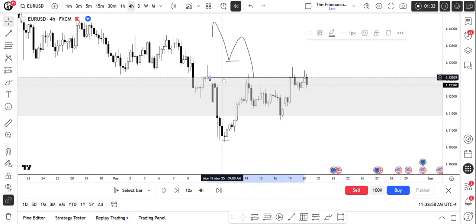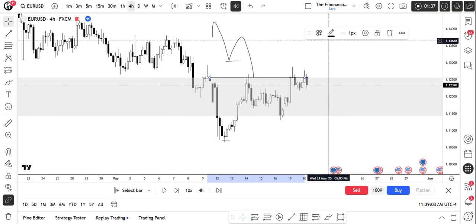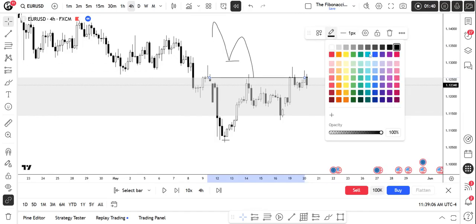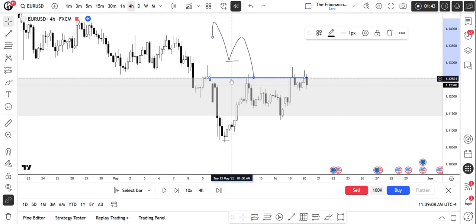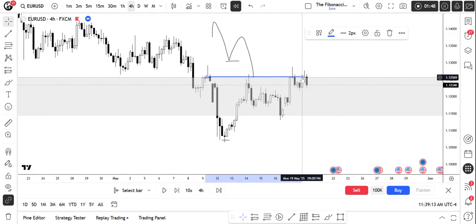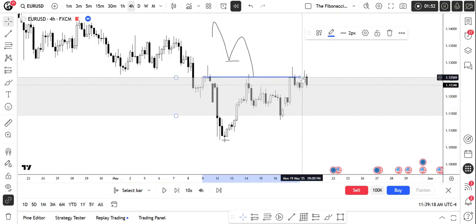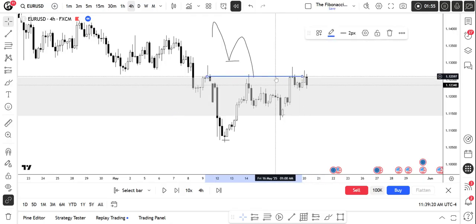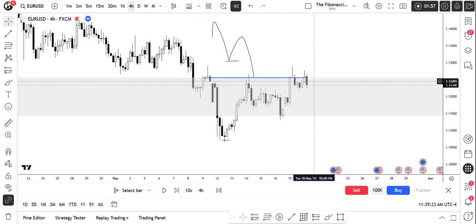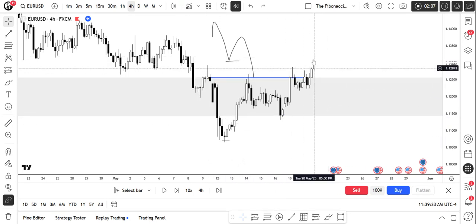I will mark this out with a blue line so it will be visible clearly, with a 2 pixel width. So right over here, if the price is closing above this area, then I can expect price to continue higher. So I will wait for price to close above this area, an aggressive candle closing above this area. So here we got the close above this area, which confirms that we are going higher.